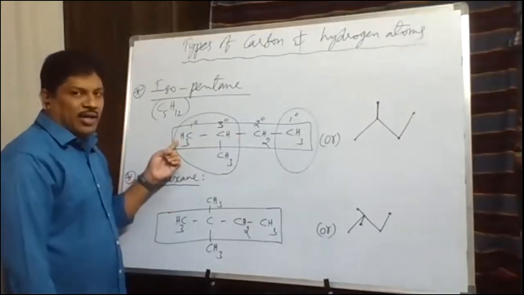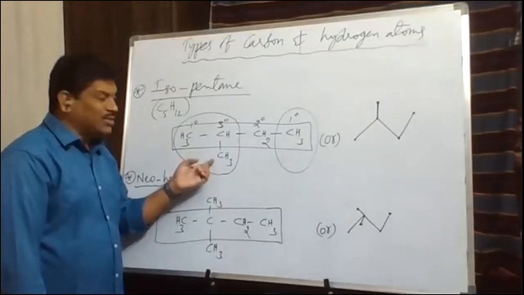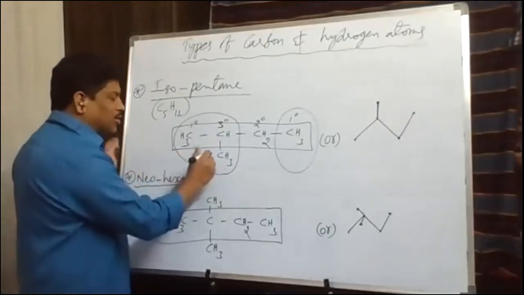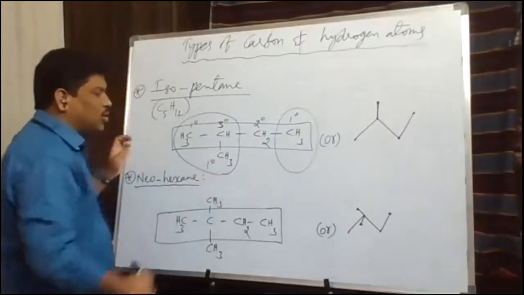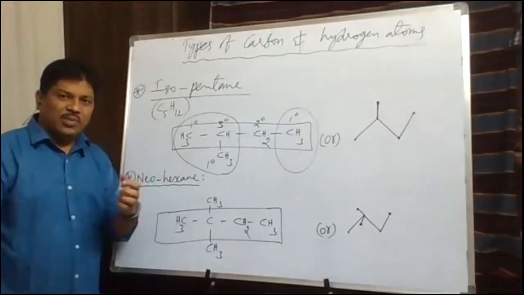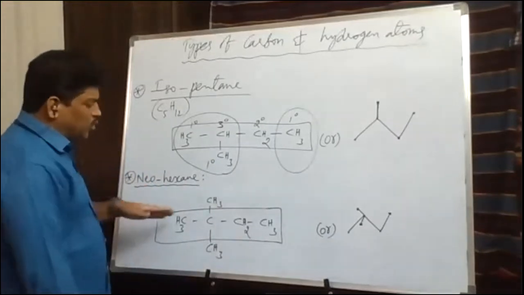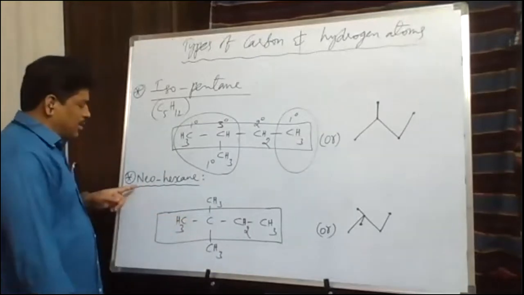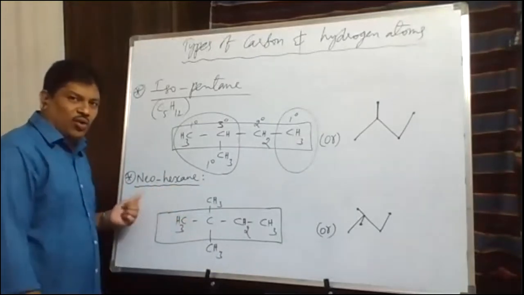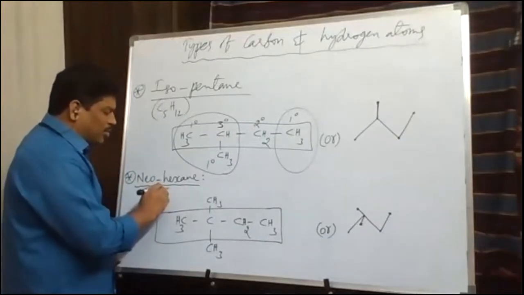And 1 degree carbon again. This carbon is also attached directly to how many other carbons? One carbon. So it also is called 1 degree carbon. Like this, we have to understand primary carbons, secondary carbons, tertiary carbons. Next, if you observe this structure, in this case, it is neohexane. Here, hex indicates how many carbons? C6.